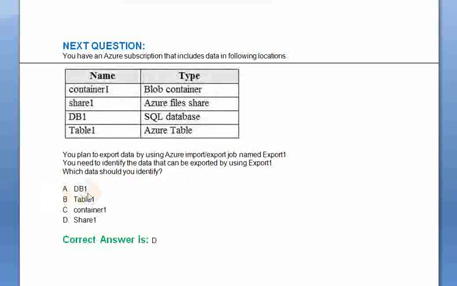Option A, DB1. Option B, table 1. Option C, container 1. Option D, share 1. The correct answer is option D.